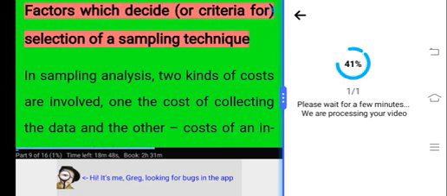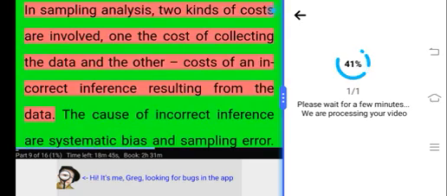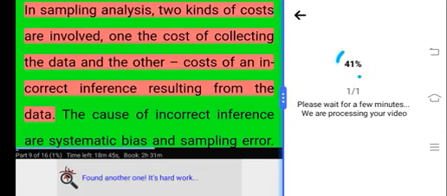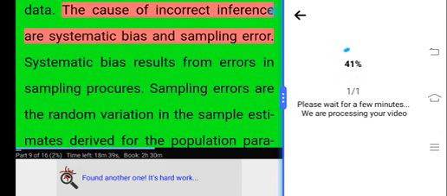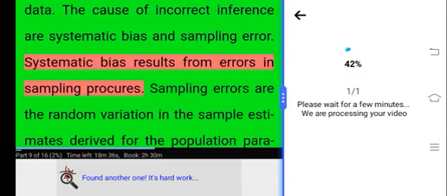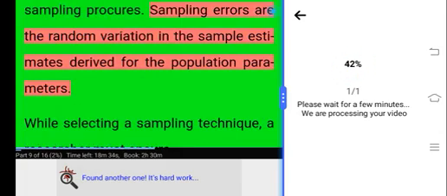Factors which decide the criteria for selection of a sampling technique. In sampling analysis, two kinds of costs are involved, one the cost of collecting the data and the other, the cost of an indirect inference resulting from the data. The causes of indirect inference are systematic bias and sampling error. Systematic bias results from errors in sampling procedures. Sampling errors are the random variation in the sample estimates derived for the population parameters.